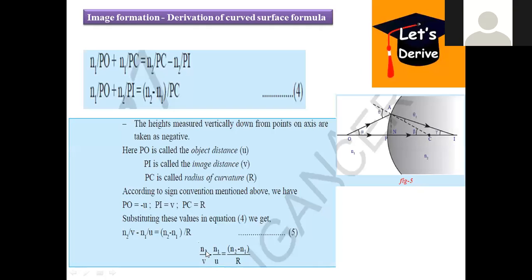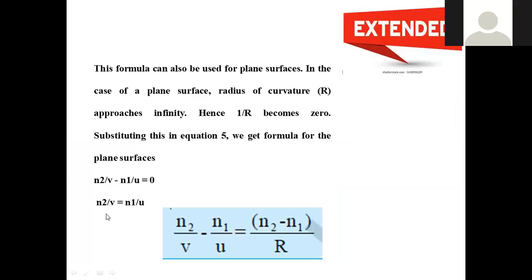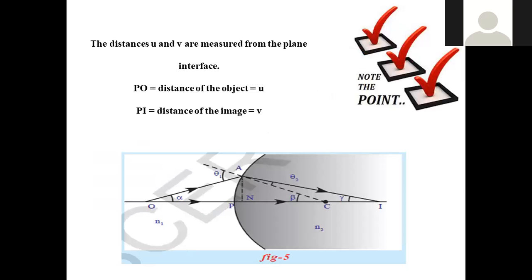In the case of curved surfaces, the equation will be n2 by v minus n1 by u is equal to n2 minus n1 by r. In the case of plane surfaces, the equation is n2 by v is equal to n1 by u, right? So this is the derivation part.